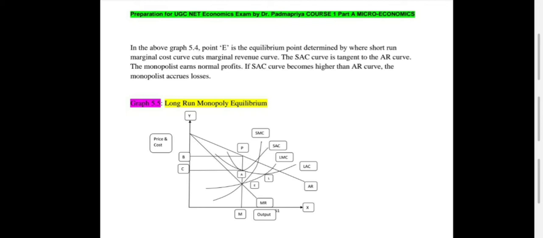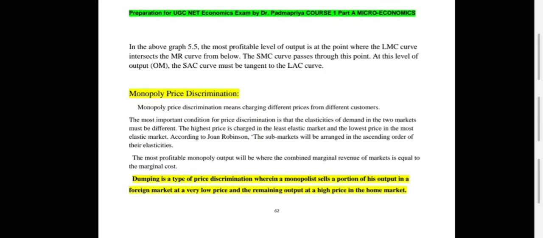Price and cost are taken along the y-axis and output is taken along the x-axis. In the above graph, the most profitable level of output is at the point where the LMC curve intersects the MR curve from below. The SMC curve passes through this point. At this level of output OM, the SAC curve must be tangent to the LAC curve.